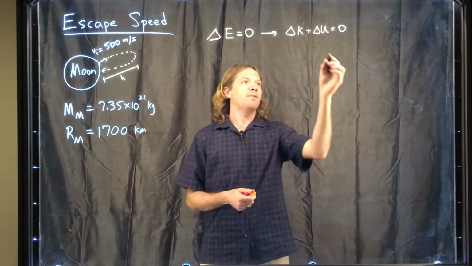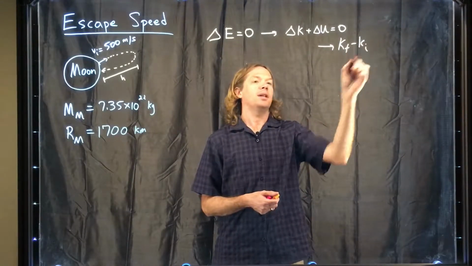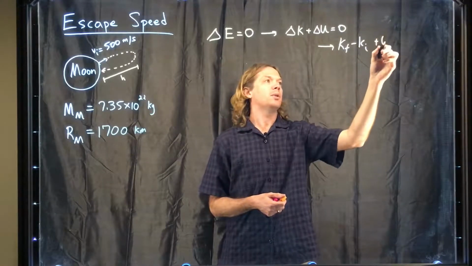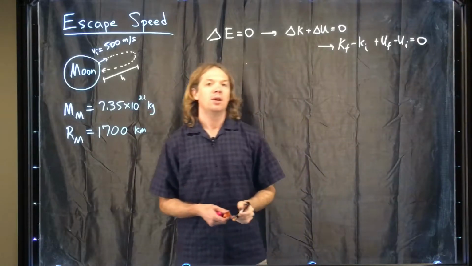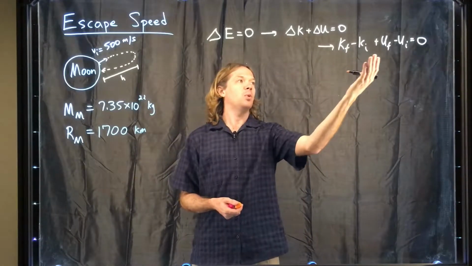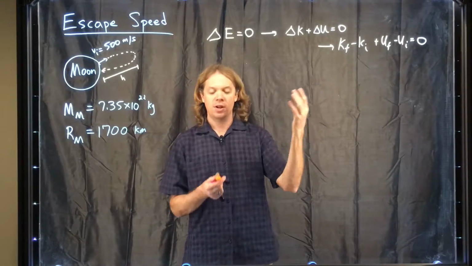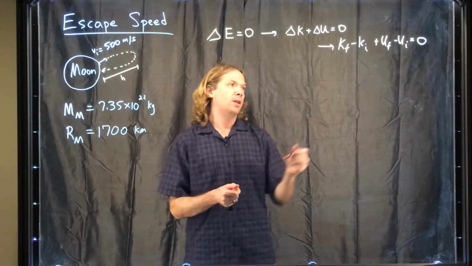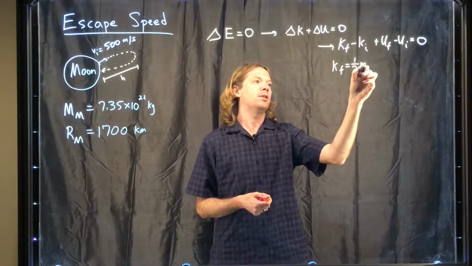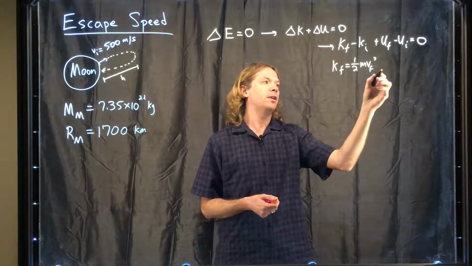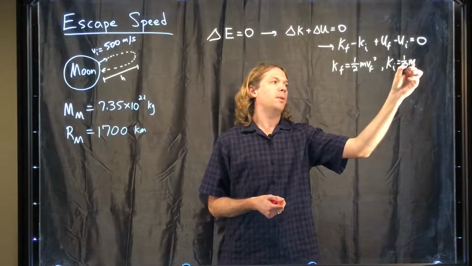We can rewrite that further as the final kinetic energy minus the initial kinetic energy plus the final potential energy minus the initial potential energy. Now the challenge is to find out what each one of those things are. Well, the kinetic energies are always 1/2 mv squared. So the final kinetic energy is 1/2 mvf squared, and the initial kinetic energy is 1/2 mvi squared.